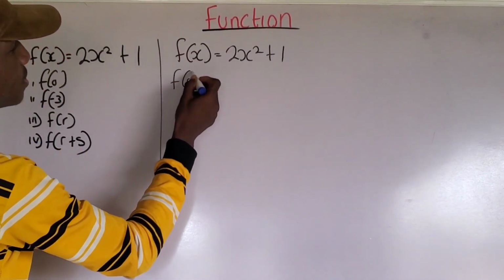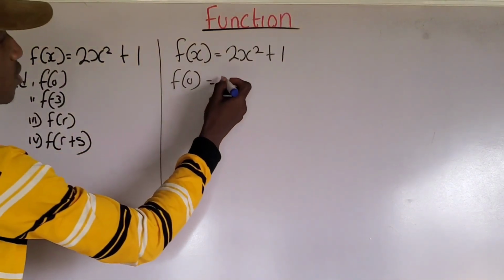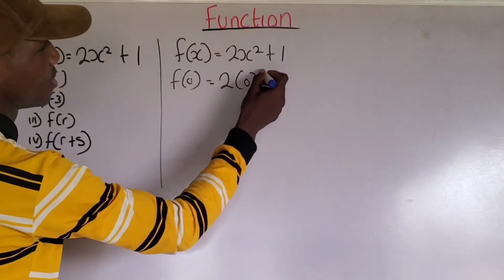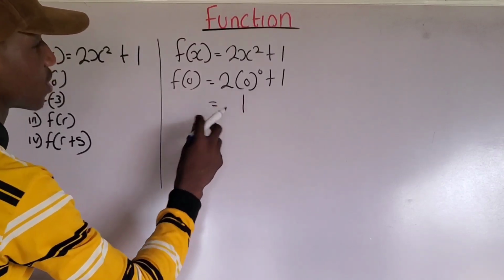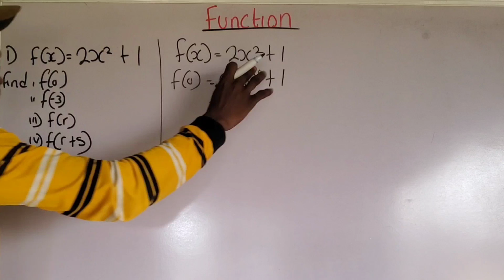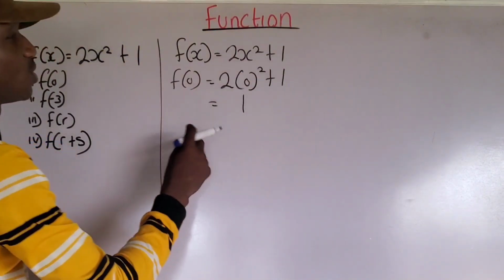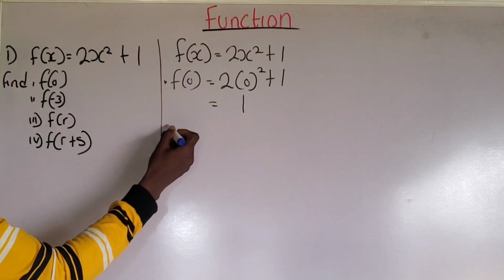Now, to get f of 0, all you have to do is replace the value of x as 0 in the function that you are given. So f of 0 will be 2 times 0 squared plus 1. You understand? So here I'm going to have 1 because 2 times 0 will be 0. So that will be 1. Okay, so we are done with the first one.